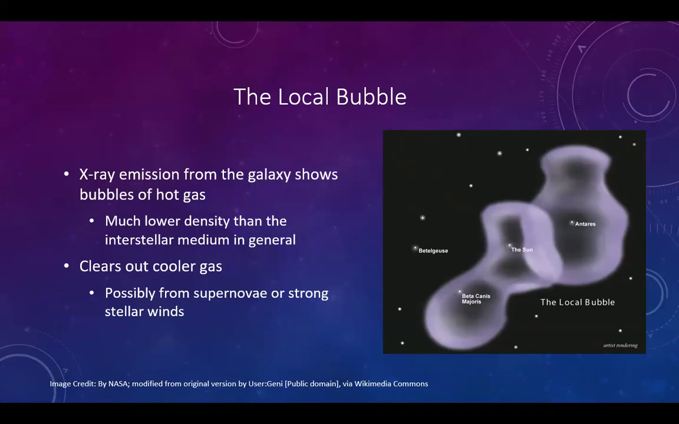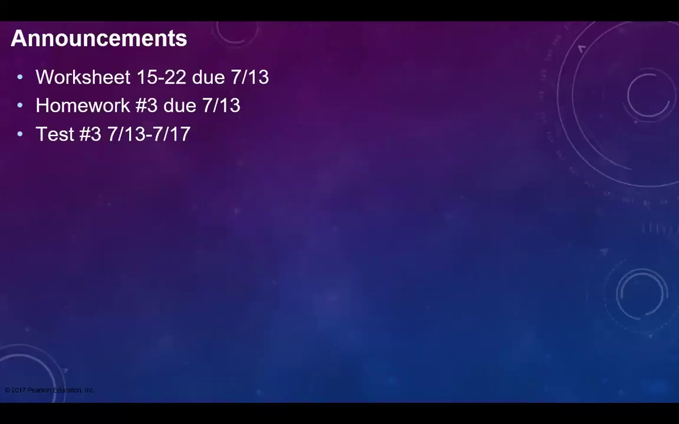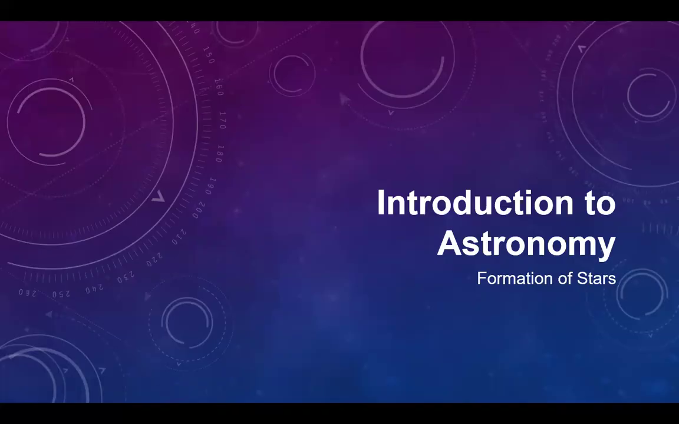And so the sun is in the middle of one of these bubbles of gas. The interstellar medium is constantly changing over time, over millions of years. Material in space is constantly being recycled with new generations of stars being formed from the remains of previous generations. And bubbles of hot gas exist in the galaxy, possibly created by supernovae or very strong stellar winds from young, bright stars. We don't fully know. So let's start talking about the formation of stars.